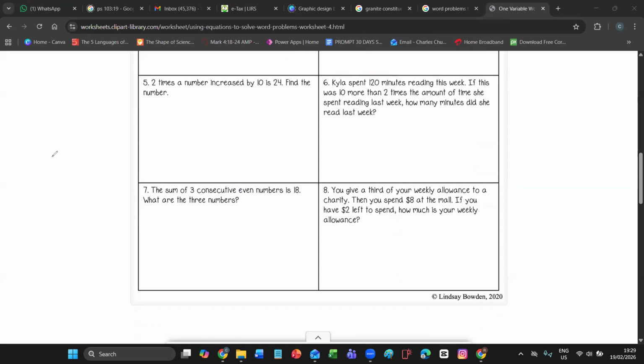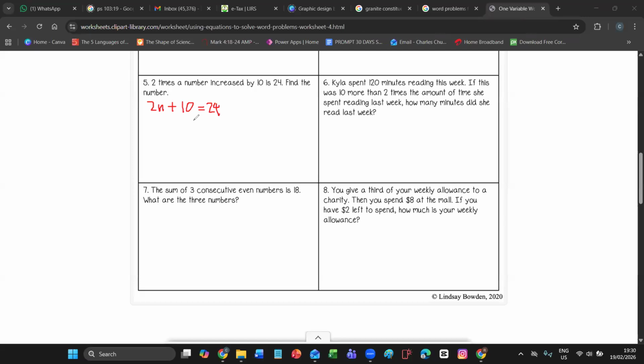Okay, this one says number five. Two times a number, increased by 10, is 24. Find the number. So we know anytime we see times, multiplication is involved. Two times a number increased by, again, increased by is alluding to addition, then is, of course, our equals sign, 24. And the question is for us to find the number.